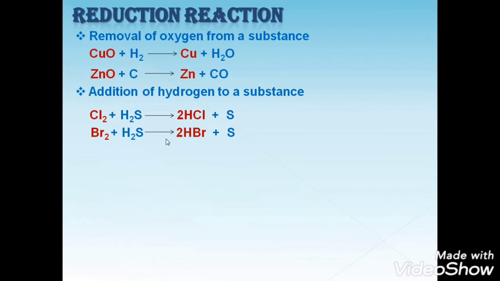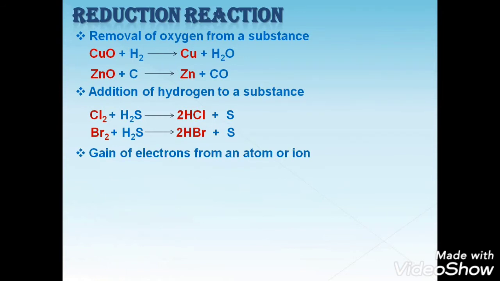Bromine reacting with hydrogen sulfide to form hydrogen bromide and sulfur. Again observe bromine on the reactant side, which is combining with hydrogen to form hydrogen bromide. So hydrogen bromide is a reduced product here.